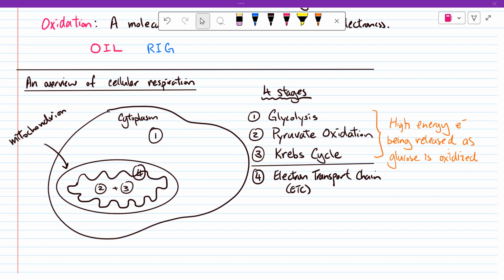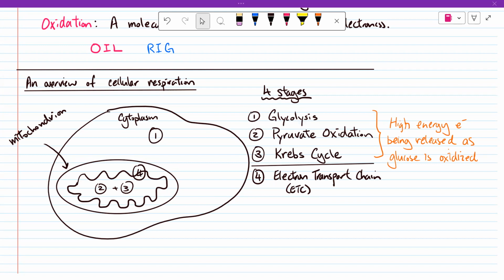All right, so these high energy electrons are being released as glucose is being oxidized. If we don't capture these electrons, they're going to go all over the place, and then we're going to lose the energy. So we have to capture them. But we are not going to be capturing them with ADP. It doesn't work like that. Not yet, anyways.